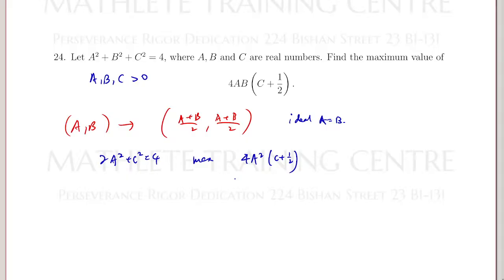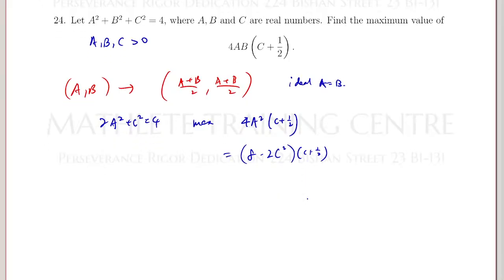So it turns out one of the better methods, instead of applying AM-GM, is to do what most people in schools do when they try to find the maximum of a function: differentiate it. This is in fact going to be, firstly, 2 times this guy, so it's (8 minus 2c squared)(c plus half). So if you take a random (8 minus 2x squared)(x plus half) and differentiate it, you can figure out where this equals 0.